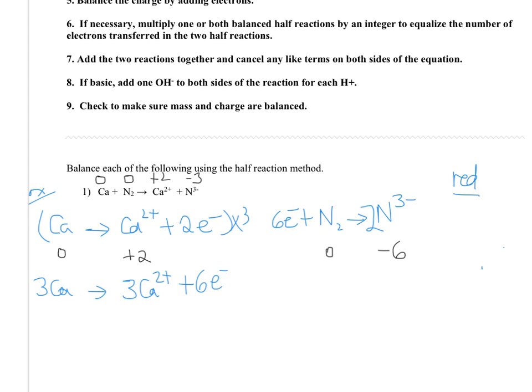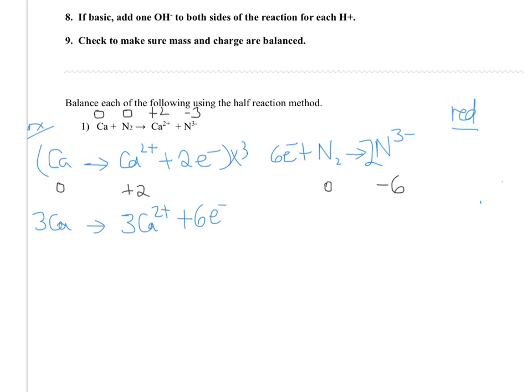Now, why is it that we want the electrons to be equal? Well, because it's a redox reaction. That means we have transfer of electrons. One substance is losing electrons, the other one is gaining those electrons. So they're the same electrons that are being lost by one, gained by the other. They're being transferred from one substance to the other, so they need to be the same number. Okay, next step, step 7 says, add the two reactions together and cancel any like terms on both sides of the equation.